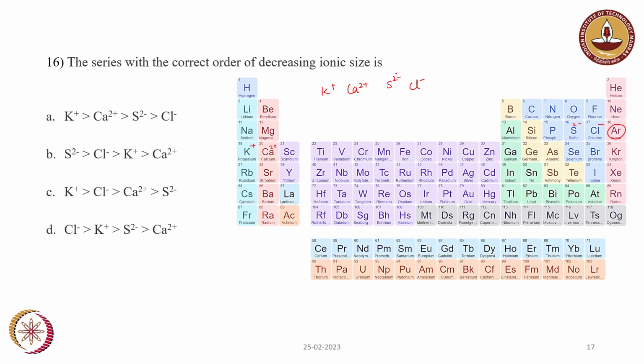The higher the negative charge of anions, the larger will be its radius, and the higher the charge of the cation, the smaller will be its radius. So the radius order will be S2 minus having larger radius compared to chloride. Then among K plus and Ca2 plus, Ca2 plus will have the lowest ionic radius. So K plus greater than Ca2 plus. So option B is the answer.